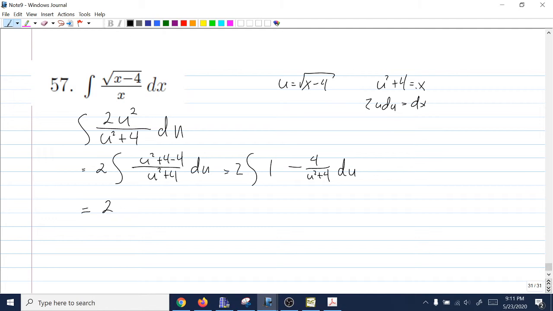2 integral of 1 is 2u minus integral of 8 over u squared plus 4. Okay, this is ready for a trig substitution. You can let u equals 2 tangent theta.